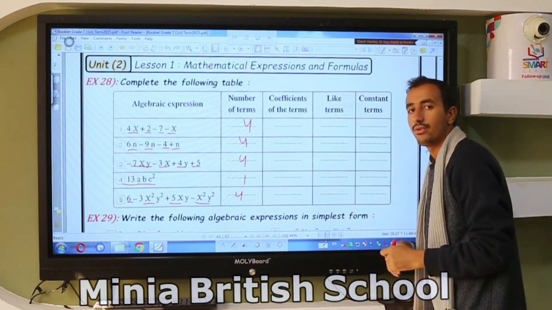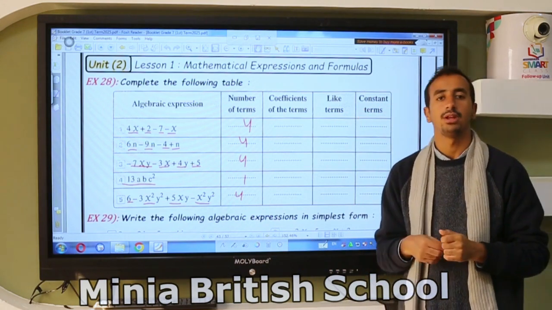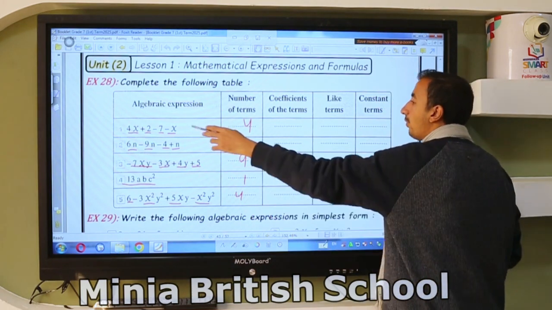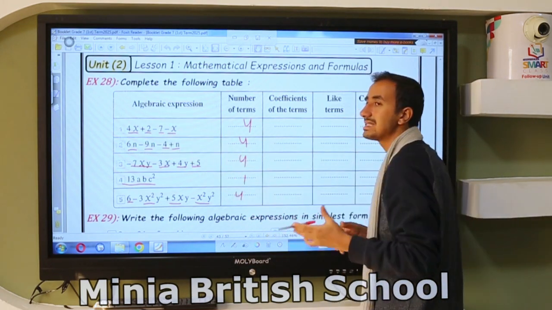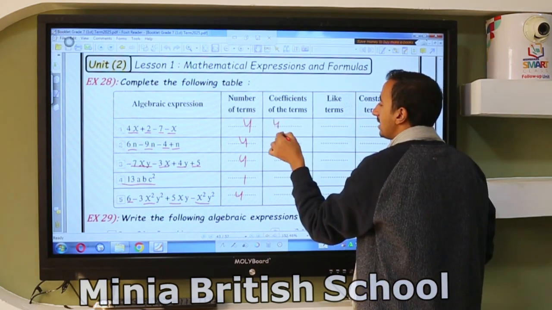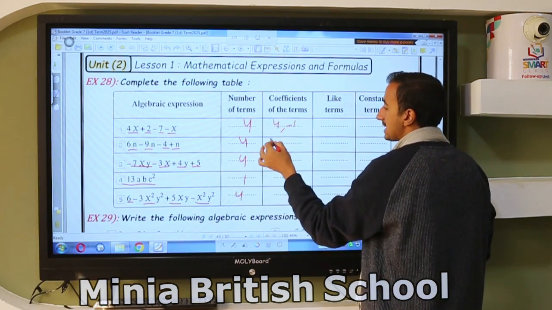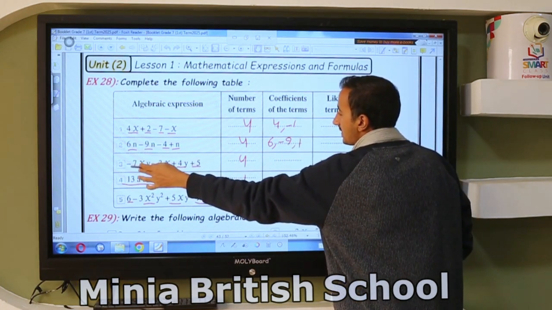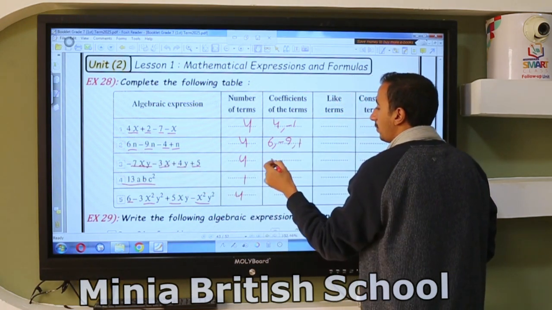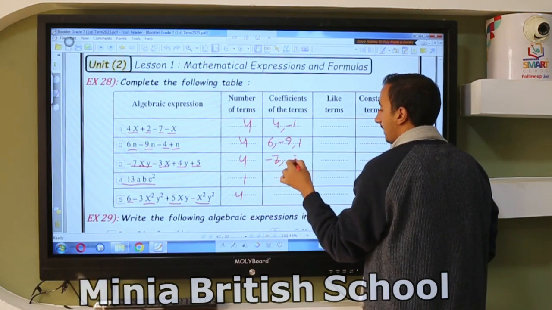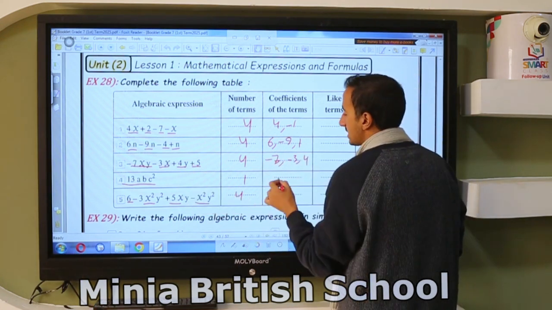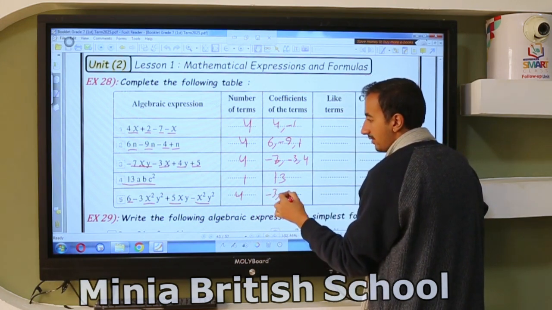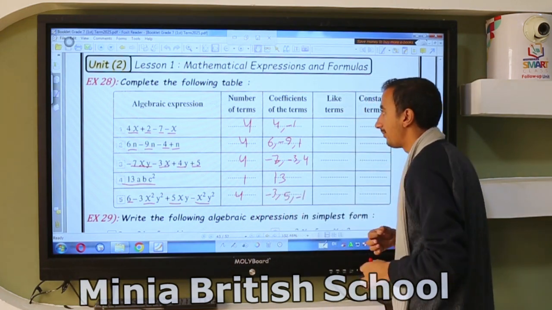Here the coefficient is the number multiplied with a variable, the number multiplied beside the variable, for each variable. Here 4 and minus x, negative 1 times x, so 4 and negative 1. Here 6, negative 9 and 1. Here negative 7, negative 3 and 4. Here 13, here negative 3, 5, negative 1.